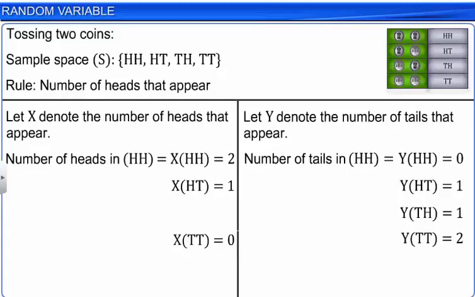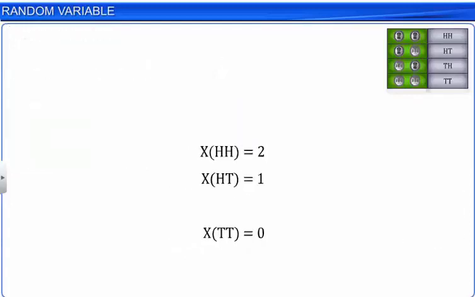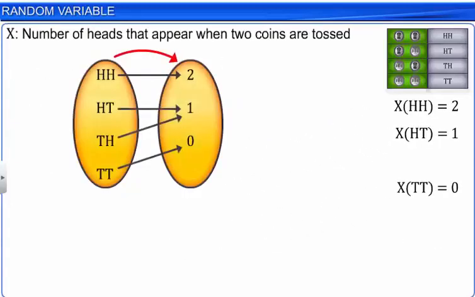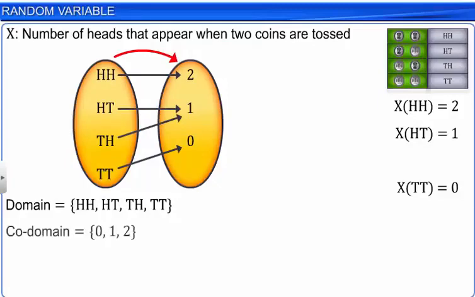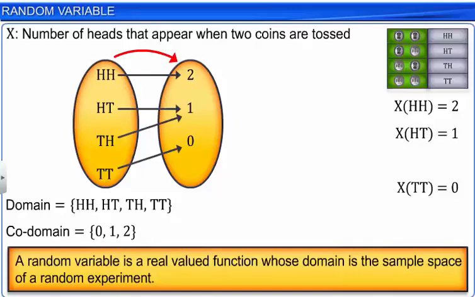We can compare random variable X with a function whose domain is the set of outcomes, or the sample space, of a random experiment. And the codomain is the set of real numbers, because X can take only real numbers. Hence, a random variable can be defined as a real valued function whose domain is the sample space of a random experiment.